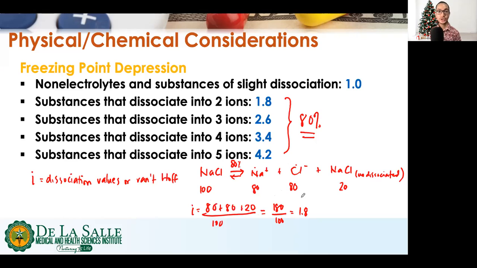So you can now compute the I value of any substance given its degree of dissociation or percentage degree of dissociation, like this one. For more examples involving the dissociation constant, let's move on to the next slide.